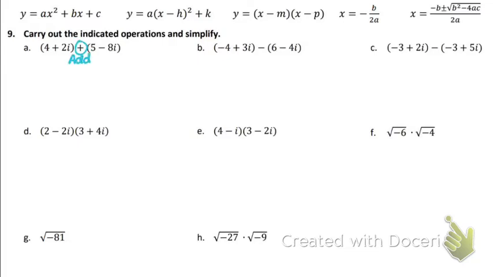Whenever we're adding them together, we line them up and combine. 4 plus 2i, 5 minus 8i, add them up. Combine your real parts. What do you get when you combine the 4 and the 5? 9. What do you get when you combine 2i and negative 8i? Negative 6i.